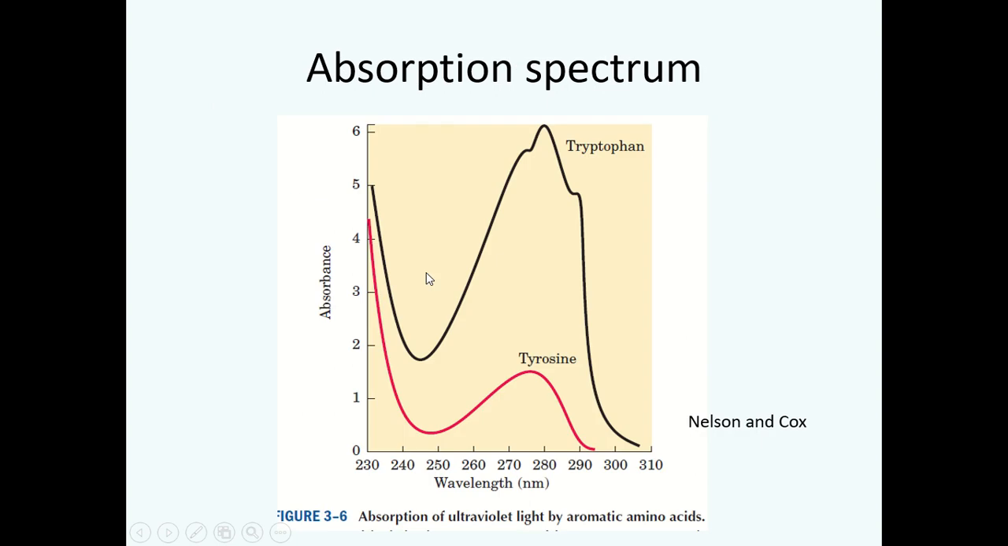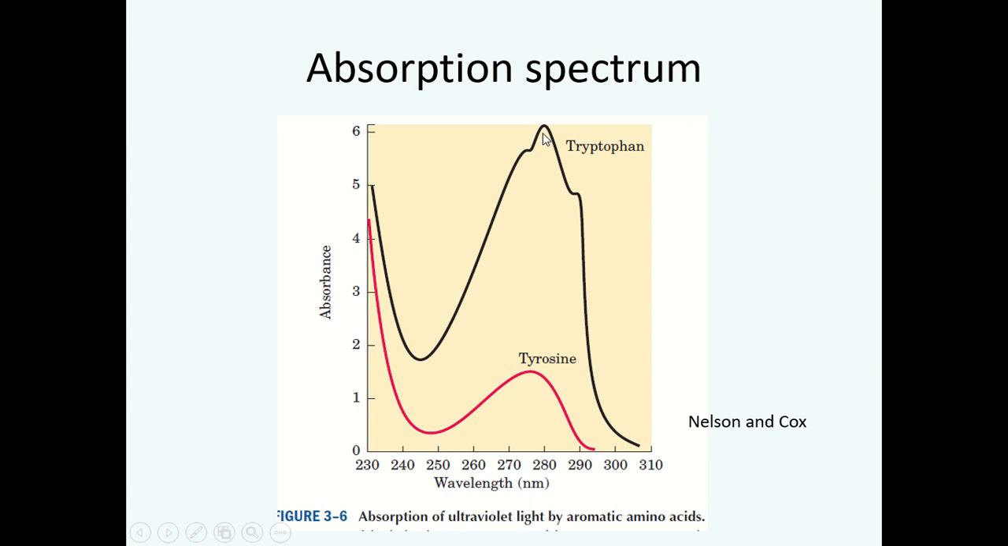The next important property of these amino acids is their typical absorption spectrum. There are three amino acids which contain aromatic groups in them: tryptophan, tyrosine, and phenylalanine. Out of these three amino acids, tryptophan and tyrosine are the amino acids which show a characteristic absorbance at 280 nanometer wavelength. In this graph, you can see absorbance on the y-axis and wavelength on the x-axis. So you can see that these aromatic amino acids show a characteristic absorbance at 280 nanometer. So proteins typically show this absorbance at 280 nanometer.